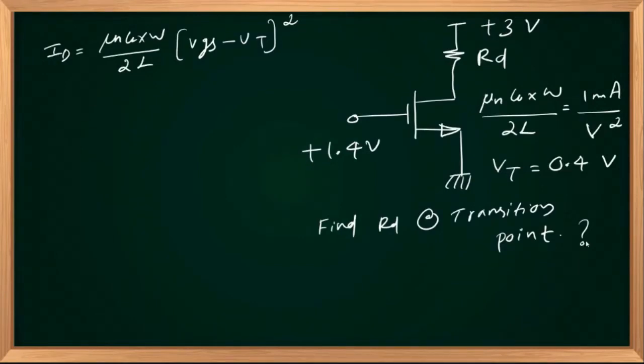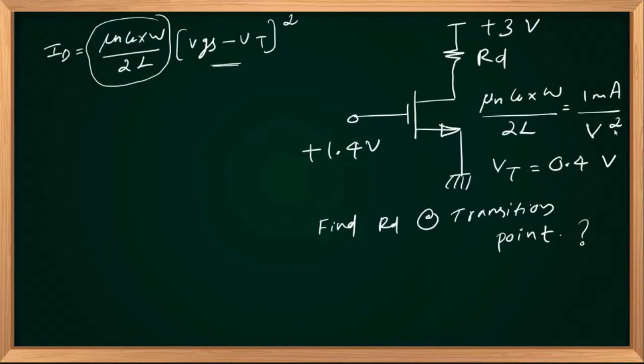Mu1 Cox W by 2L value is given as 1 milliampere per volt square. You should be careful about the unit of that constant. That constant is equal to ID divided by VGS minus VT the whole squared. VGS minus VT is in volts, so volt square. ID is in ampere or milliamperes. So the unit of mu1 Cox W by L will be milliampere or ampere per volt square.